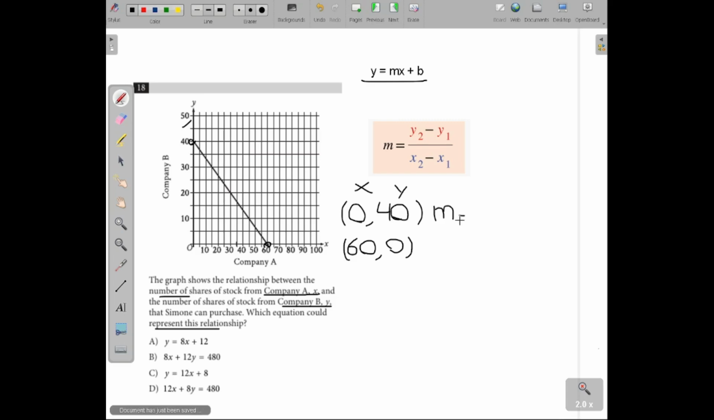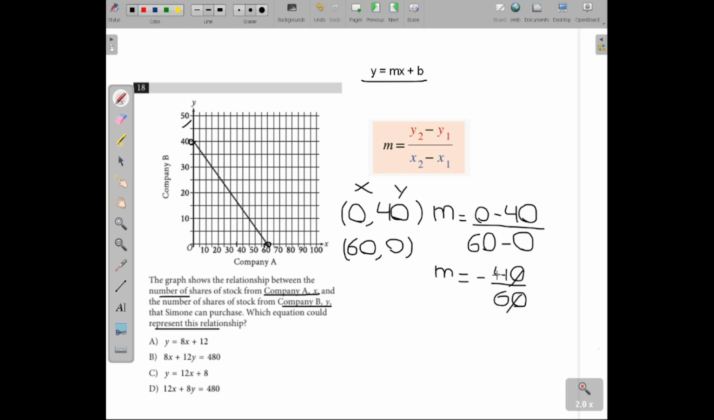The slope is equal to, this is y sub 2, 0, minus 40, y sub 1, now divided by x sub 2, that is 60, minus x sub 1, that is 0, which gives us negative 40 divided by 60.